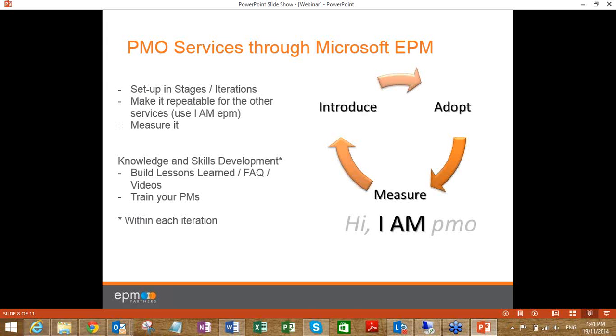You have to set a date for that measurement. And that's what we call the IAM process. The IAM process is embedded in each iteration, and each iteration will be linked to a service of your PMO services. So that's basically, if you'd like, I've kind of talked about three best practices in one time.